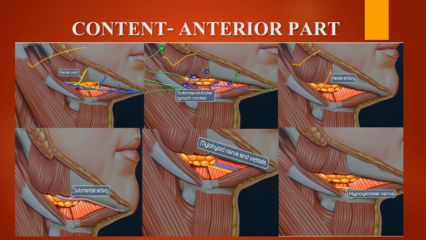We know the facial artery is a branch of the external carotid artery. Here, the facial vein and the submandibular lymph node are related superficial to the mylohyoid muscle, and this facial artery is lying deep to the mylohyoid muscle. Yes, so these three are going to be the prime content, and then the submental artery.